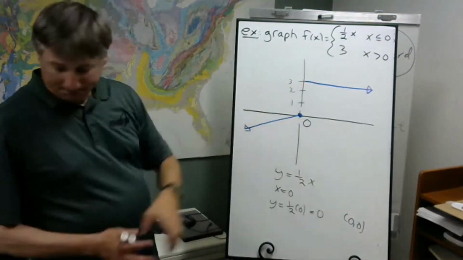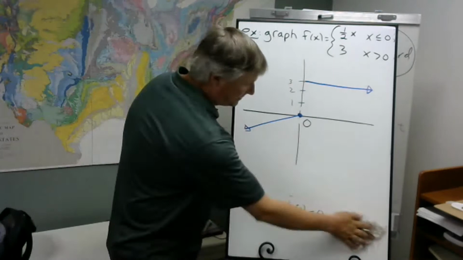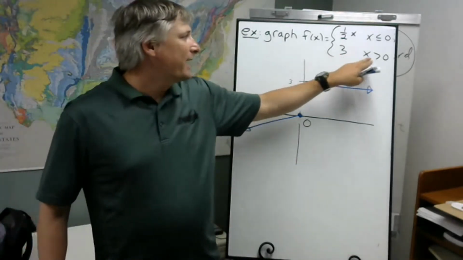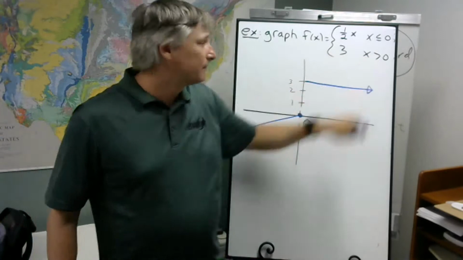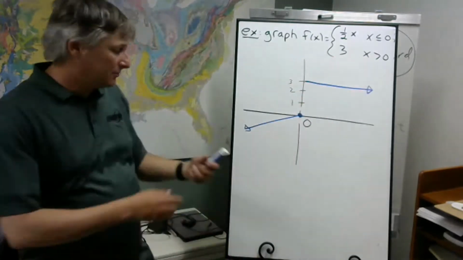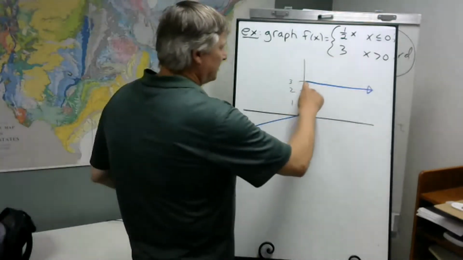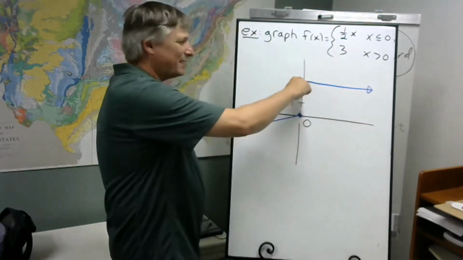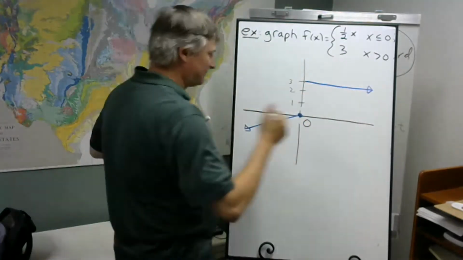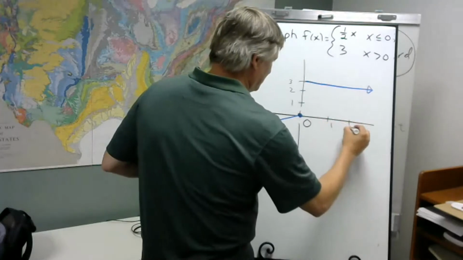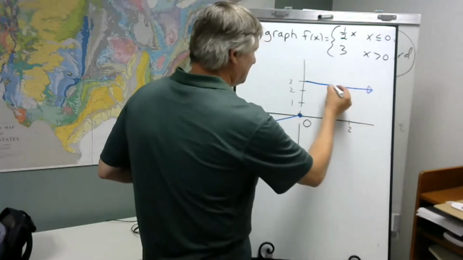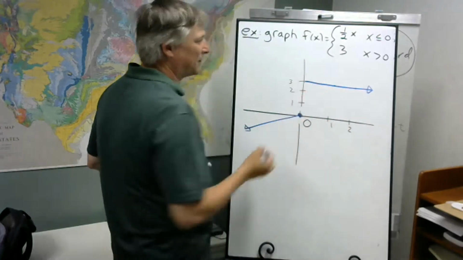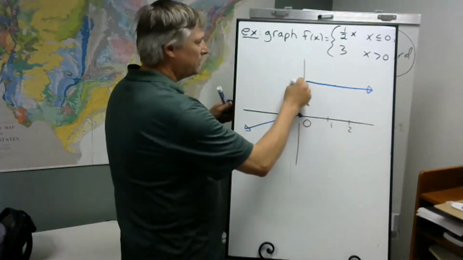Now we get to this. This says f of x will equal 3 when x is greater than 0. That means this line, if we go backwards, it won't quite get to x is 0. Here we are, x is 2, x is 1, and we're not going to quite get to x is 0.